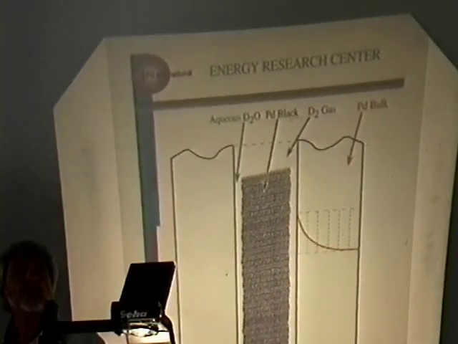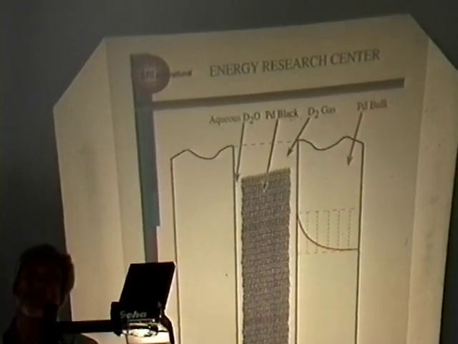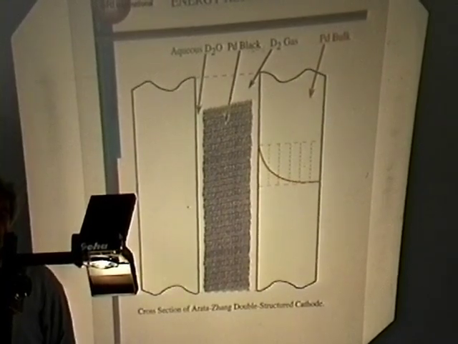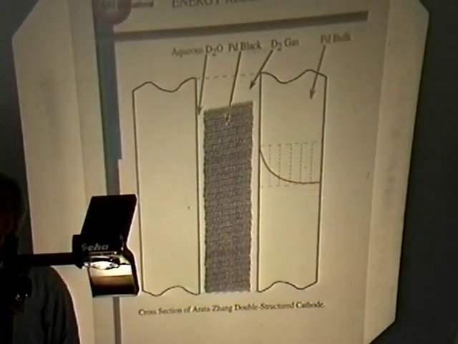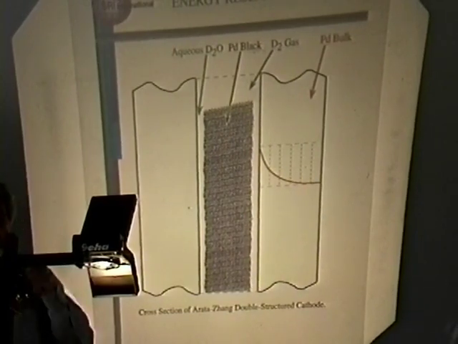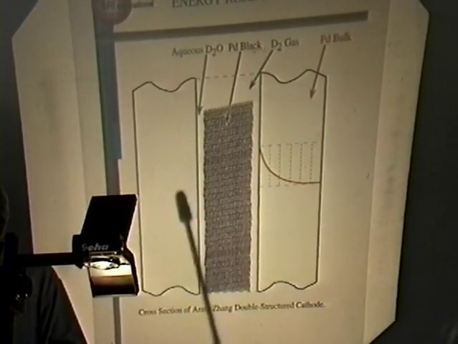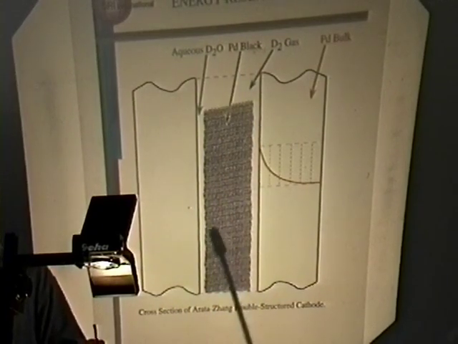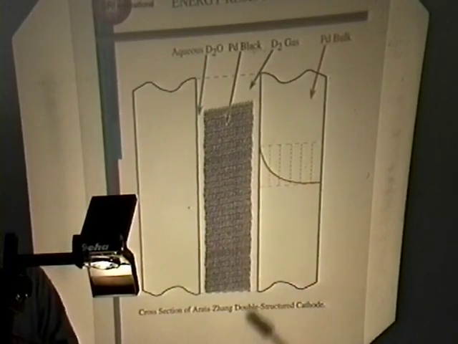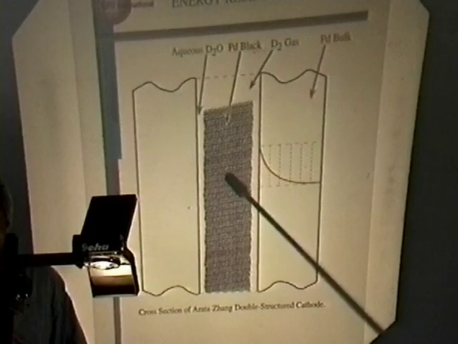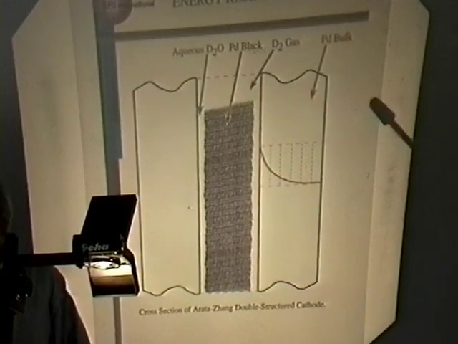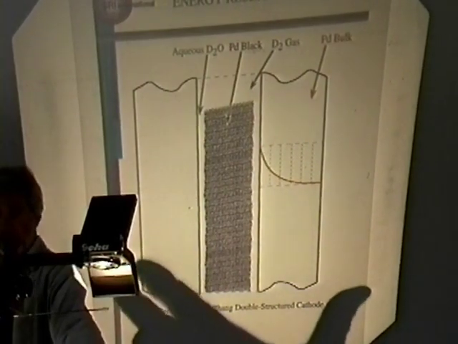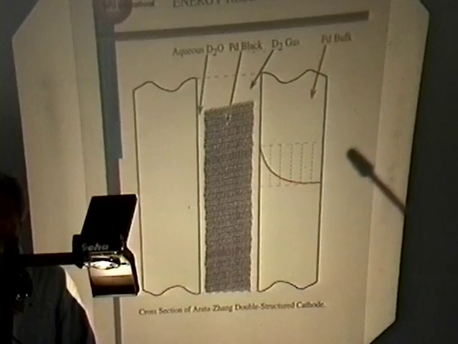Working very closely in conjunction with Professors Arata and Zhang, who made for us cathodes according to their normal method of production. For those that don't know the Arata-Zhang double-structured cathode, I don't have a good picture of it, but basically it's a palladium bottle. It's a cylinder of palladium drilled out, into which is placed some palladium black, palladium powders of very small dimension, and then the top is sealed in such a way that electrolysis can be performed on the outside of this palladium bottle.